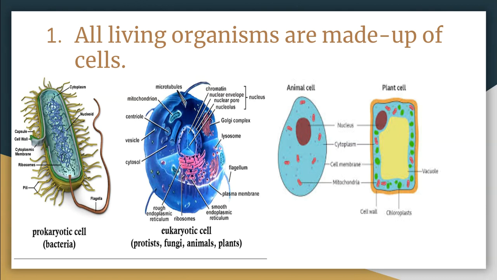Number one, all living organisms are made up of cells. There are two types of cells, prokaryotic cells and eukaryotic cells. Prokaryotic cells are smaller and simpler, whereas eukaryotic cells are comparatively bigger and more complex. The eukaryotic cells can be further divided into two categories, animal cells and plant cells.